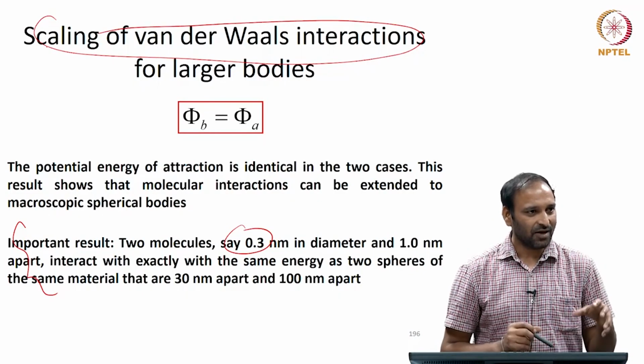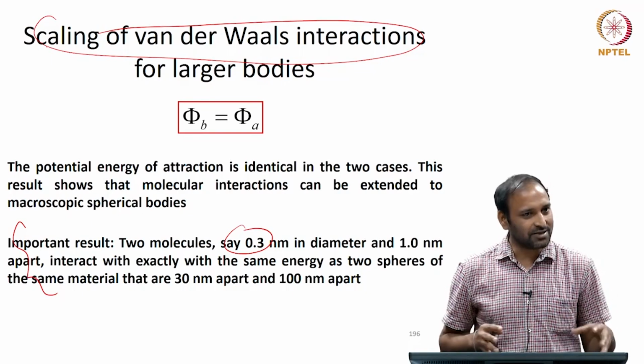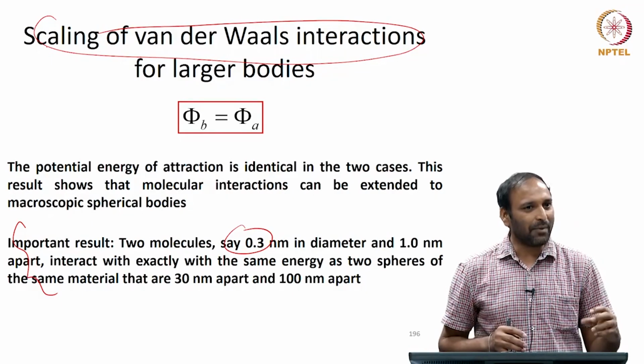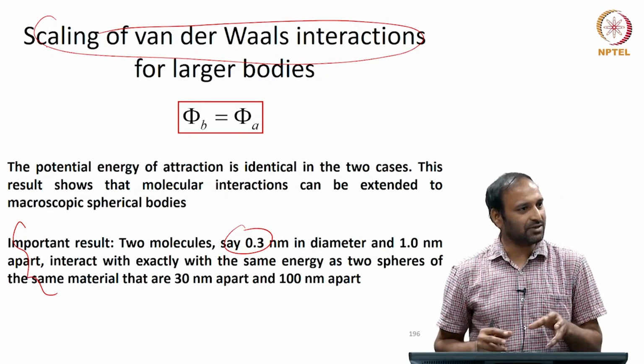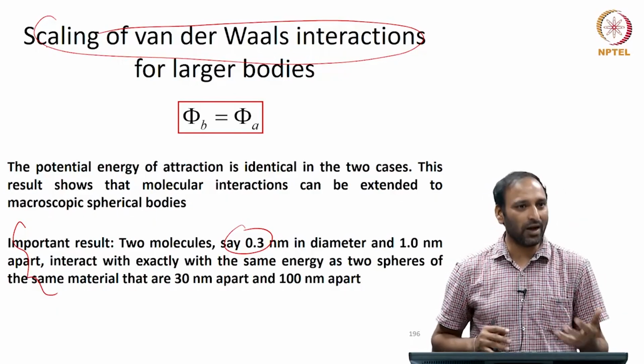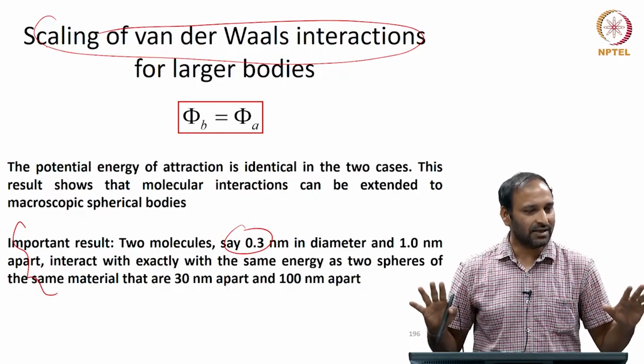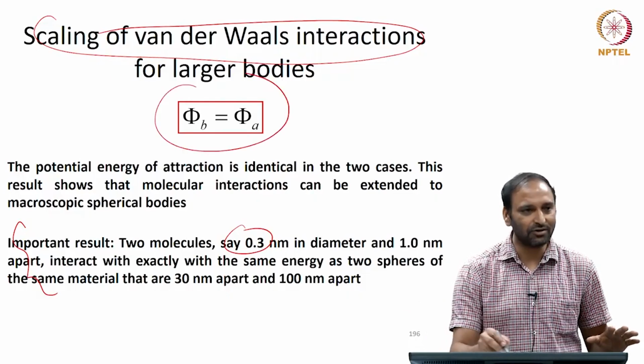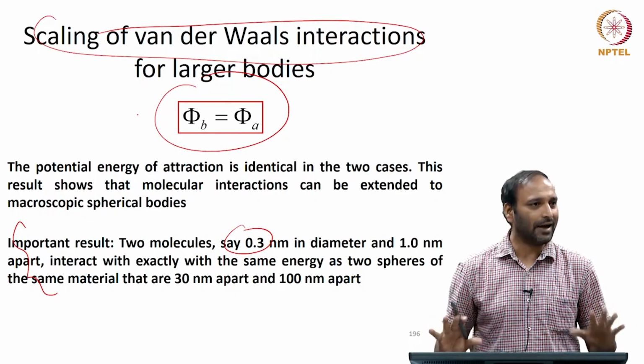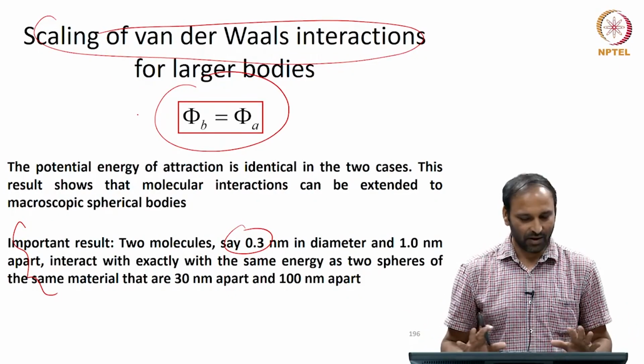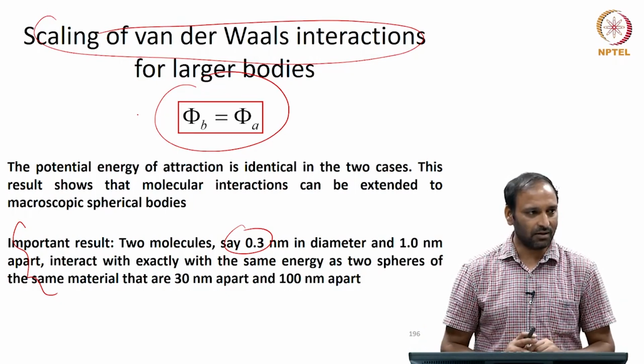So, that means if I take two cases where both the dimensions of the particles and the separation distance scale in the same way, in such cases the van der Waals force of attraction in the two cases will be identical. That is the crux of the result.